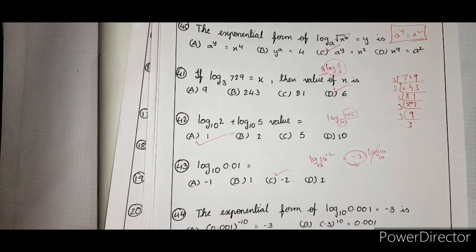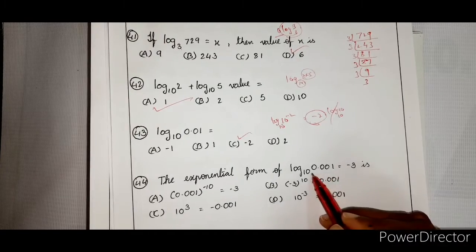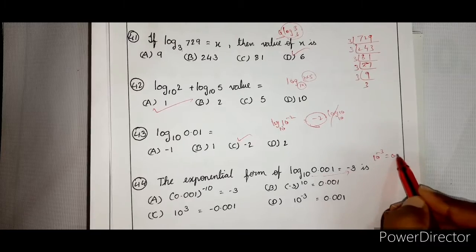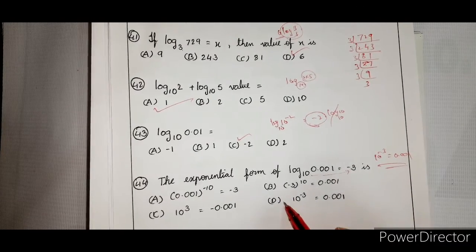C is the answer. The exponential form of this one is minus 3. So nothing, you send it here: 10 power minus 3 is equal to 0.001. Finish. 10 power minus 3 is equal to 0.001.